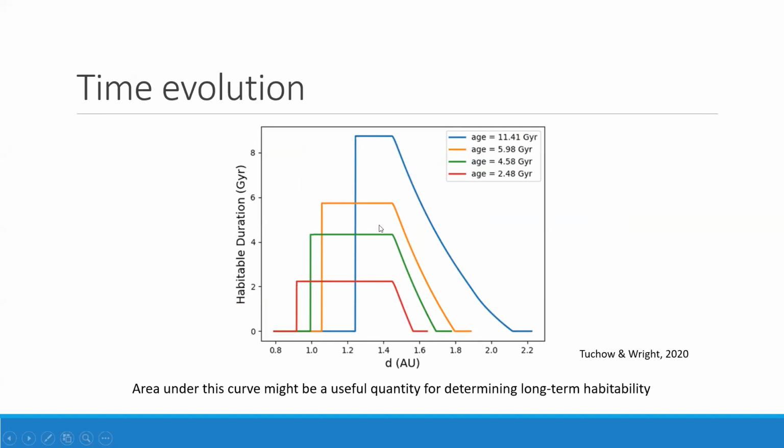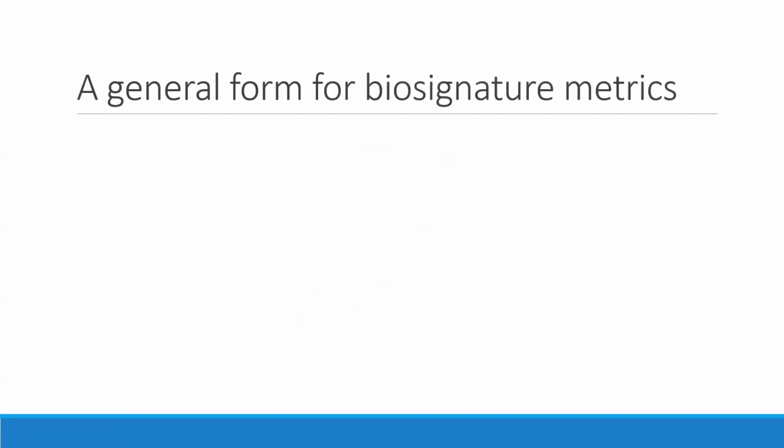One can see that this curve changes as a function of time, and so it gets narrower and also taller, because as it gets narrower and taller, a larger portion of the planets in the habitable zone are planets which have entered it from outside. And so looking at this curve, the area under this curve might actually prove to be a useful quantity for determining the long-term habitability of exoplanets around a given star.